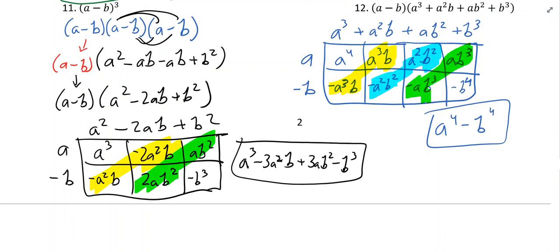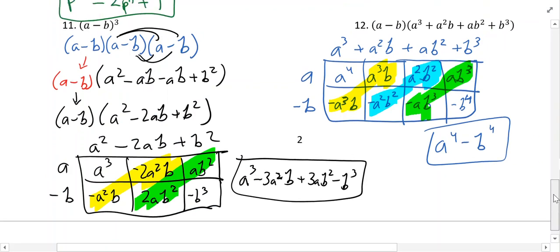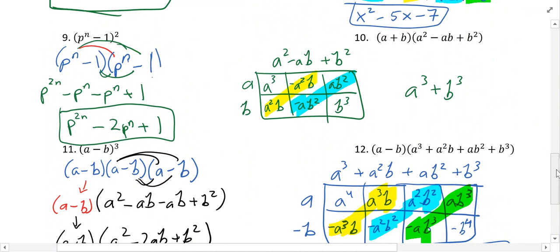Okay, so let's go ahead and take a look at how we did on these. So, number 9, when you distribute it here, we should end up with p to the 2n minus p to the n minus p to the n plus 1. So when you combine your like terms, you have p to the 2n minus 2p to the n plus 1. So number 10, I went ahead and made a box here, and then I noticed that a squared and b squared canceled, negative ab squared and ab squared, those canceled, so you were left with just a cubed plus b cubed.